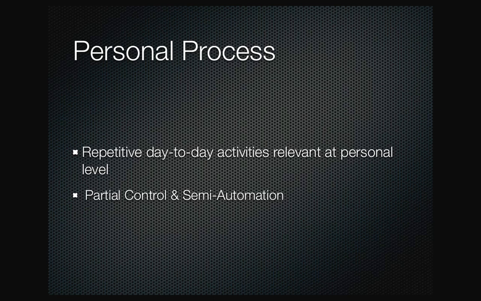So what do I mean by that? Well, for example, when following a cooking recipe, there are many variations that you as an individual can perform on this recipe. That's what we term partial control, because not everyone follows a process right down to every task.